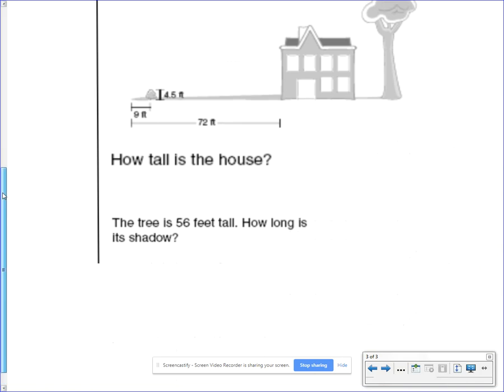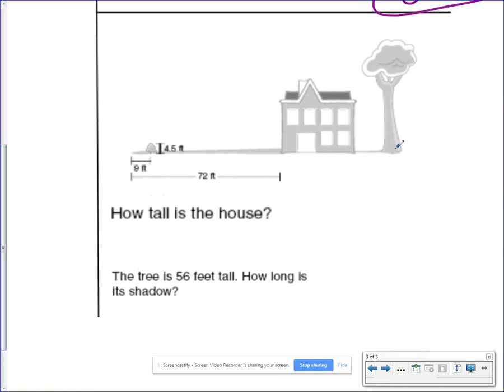Let's see, here's another one, 2 situations. This one, they don't give you the dimensions on the tree, but they tell us here in words. The tree is 56 feet tall. This one says, how tall is the house? How long is the shadow of the tree? So I don't know how tall the house is. That goes from here to here. I'm going to call that H.